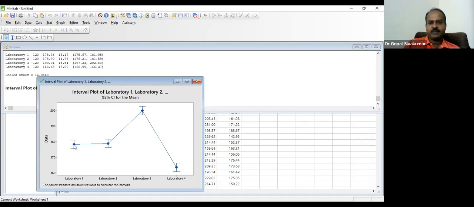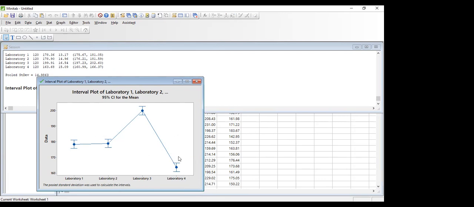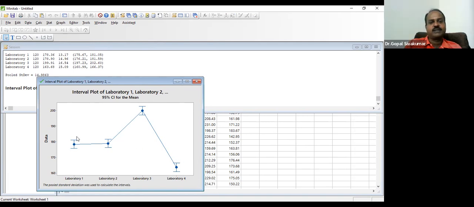Can you see the mean value and the confidence limit for each lab? Can you see this confidence limit not at all overlapping with any of the other confidence limits? Please confirm. Yes, sir. Lab 4 is significantly different from all the other 3. Lab 3 is also significantly different from the remaining 3. Am I right? Yes, sir.